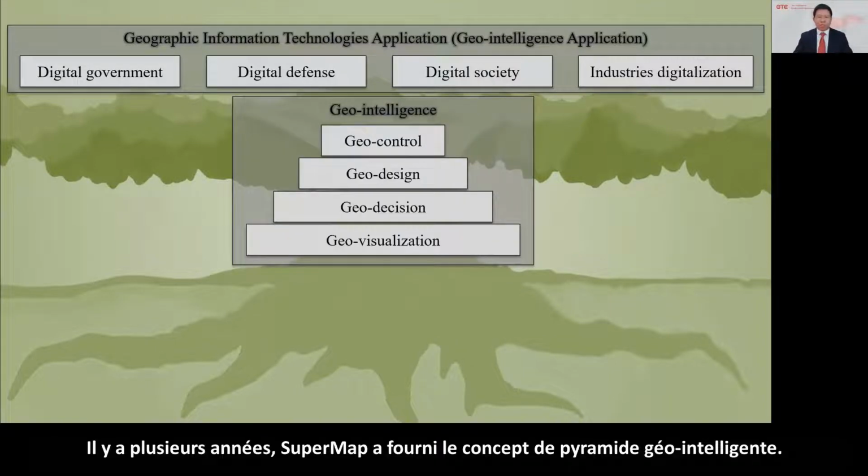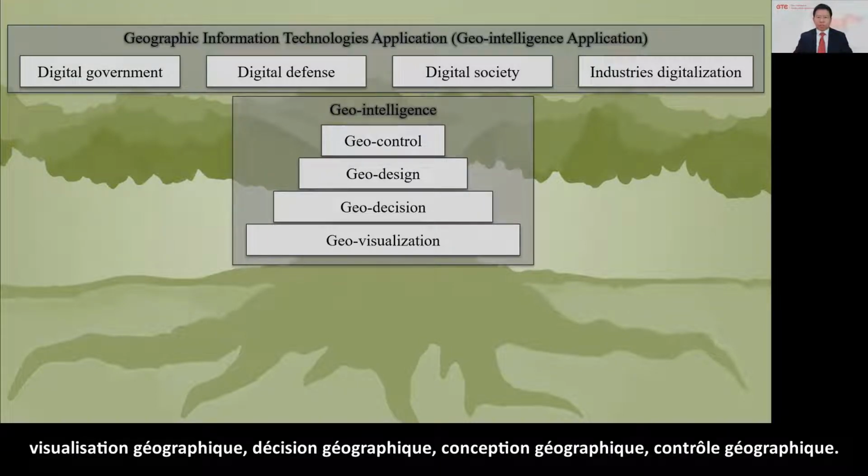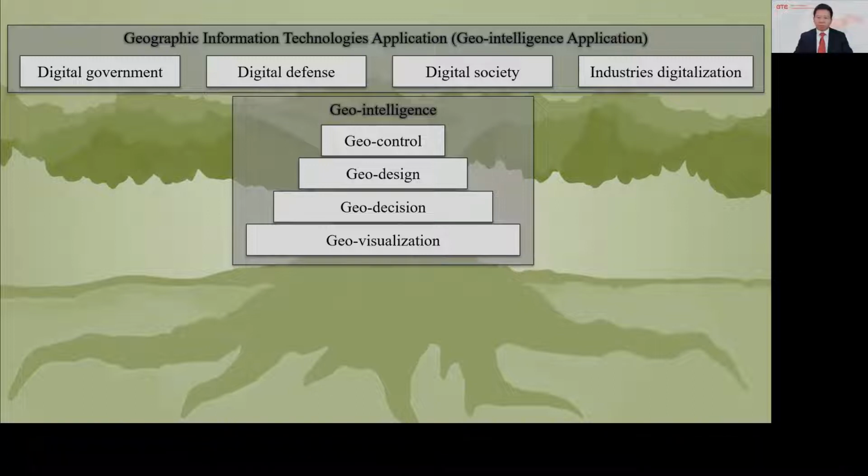Several years ago, SuperMap provided the concept of the geointelligent pyramid. It has 4 levels: geovisualization, geodecision, geodesign, and geocontrol. From top to bottom, the technologies become more mature.